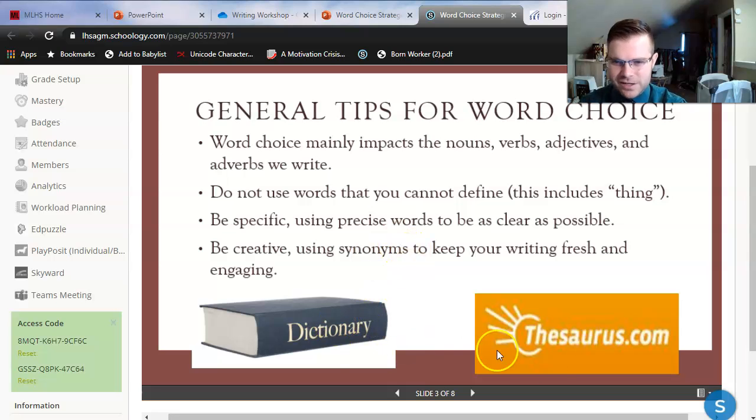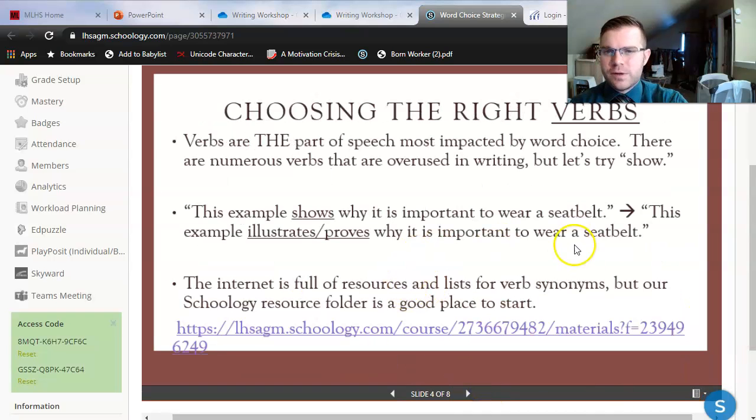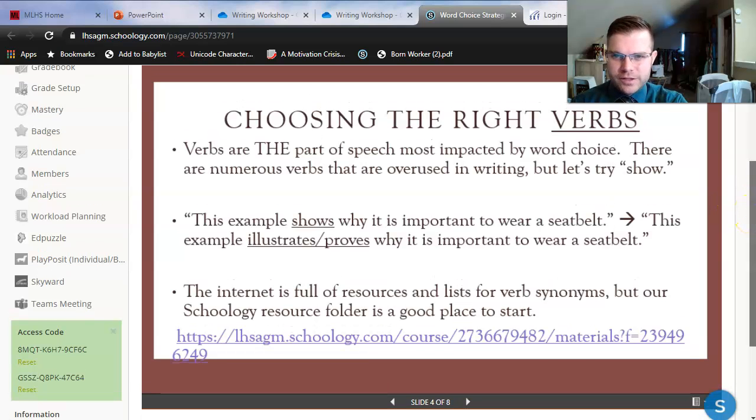So once again, dictionaries and thesauruses are your best friends. Dictionaries for looking up new words and their definitions. Thesauruses for looking up synonyms. For the rest of this presentation, I want to give some specific strategies for different parts of speech, starting with verbs, because verbs are the ones that probably get hit the hardest in writing, in academic writing.